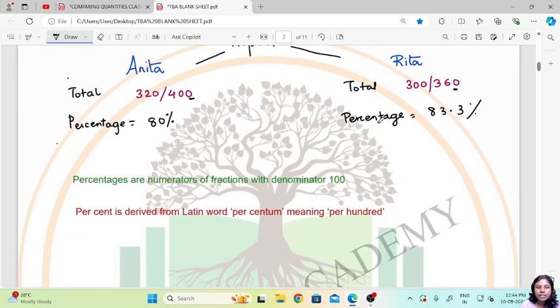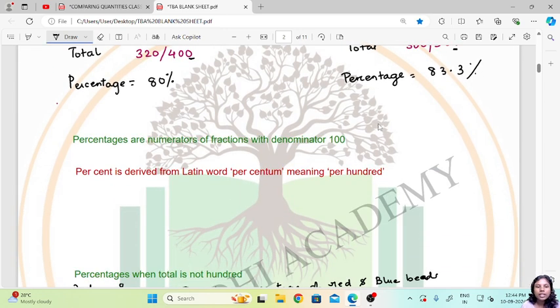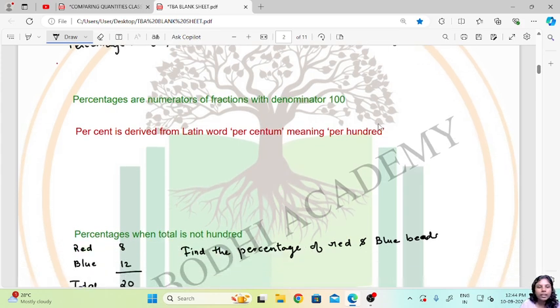Now what is a percentage? Percentages are numerators of fractions with denominator 100. Percent is derived from a Latin word, per centum, meaning per 100. If I consider an example, say I have 2%. That will be equal to 2 upon 100. Per 100 means divided by 100. So 2% is basically 0.02.